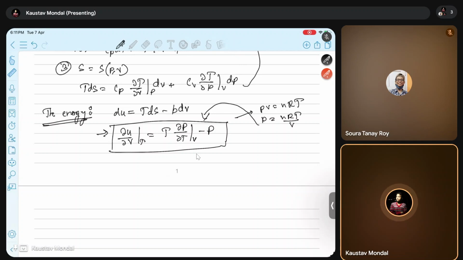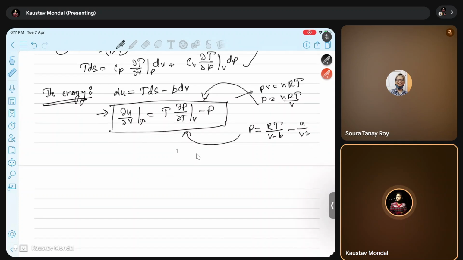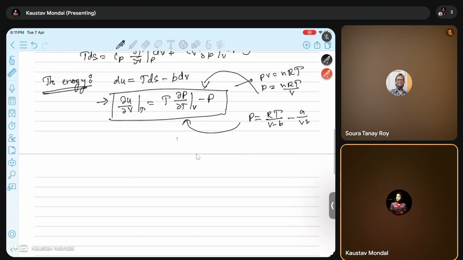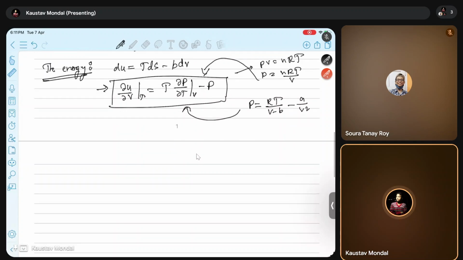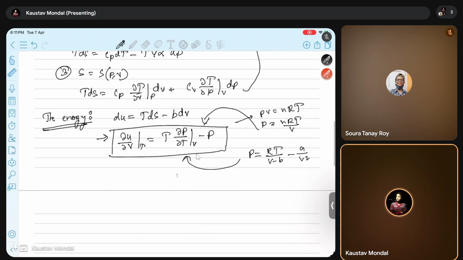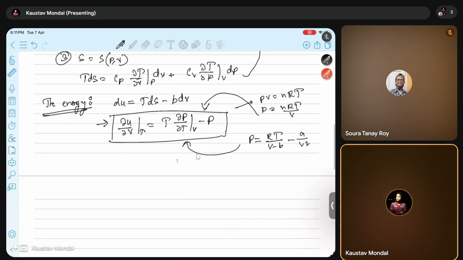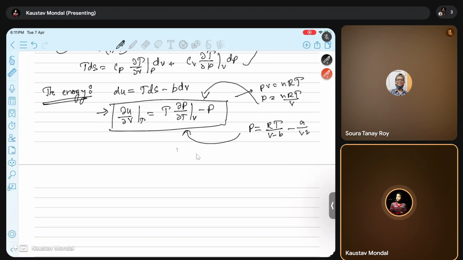Similarly, for a real gas, which obeys the van der Waals equation, that equation looks like this. If you substitute it here, you will get the expression of the internal energy for a real gas. This shows the significance of this energy equation: if you know the gas equation of any kind of gas or any fluid, by substituting that equation you can get its internal energy using this energy equation.